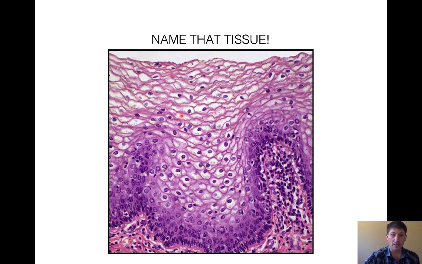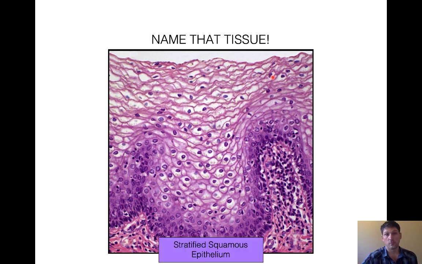Now, we see lots of cells above that, and we see some empty space up here, which implies that there's some kind of external environment or maybe a cavity that we're lining. So these are our basal cells, and up here would be our apical cells. And now we're going to name these cells based off of our apical cells, which, if we look closely, are sort of flat and squished and thin. So this is going to be a stratified squamous.